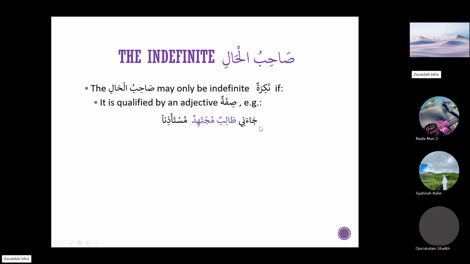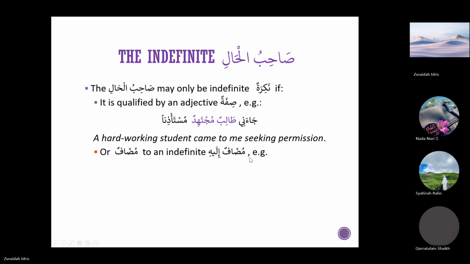Like in this case, ja'ani talibun mujtahidun musta'zinan. Musta'zinan. So the hardworking student came to me seeking permission. That's the person who seeks permission. And it is family 10 because it's seeking and asking. We know that family 10 is normally used for that meaning.